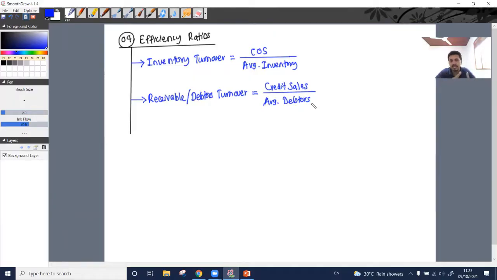How many times the debtors pay cash for us within a period is what comes from the debtors turnover, right? Or receivable turnover. How many times the debtors paying cash for us during the given period? 3 times, 5 times, 7 times. So the answer will be in times. Receivable turnover.